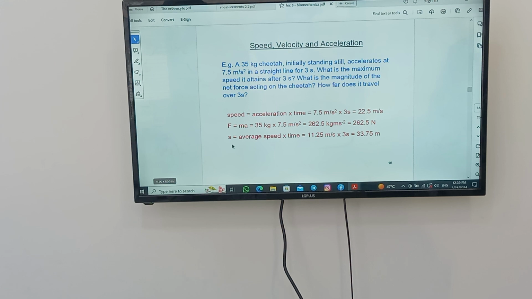For how far it travels, we use the average speed multiplied by time. You can find the average speed from the final speed plus the initial speed, divided by 2. This comes out to 11.25 meters per second, multiplied by 3 seconds. So we will have 33.75 meters. Okay?